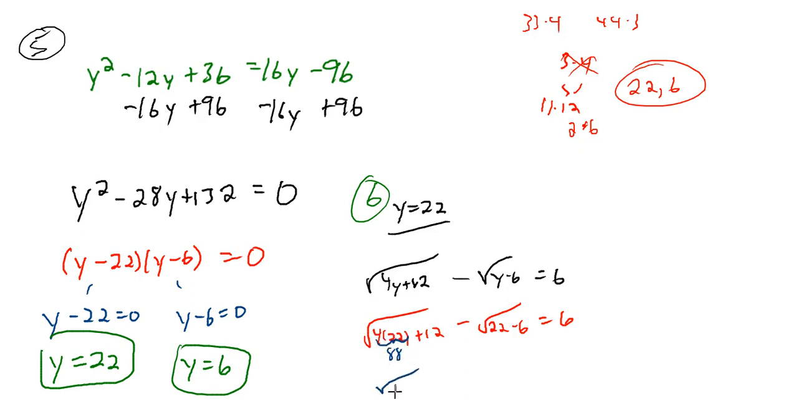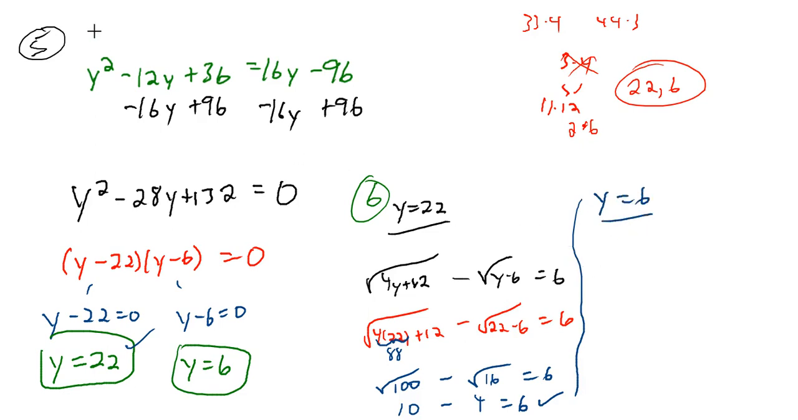88 plus 12 is 100. So we'll get square root of 100 minus the square root of, subtract 6 out of that, you get 16. So square root of 100 is 10, minus the square root of 16 is 4. 10 minus 4 is 6. So 22 actually is a good solution. So we keep that one. Chances are we're going to end up throwing away the 6, but we can't be 100% certain about that.